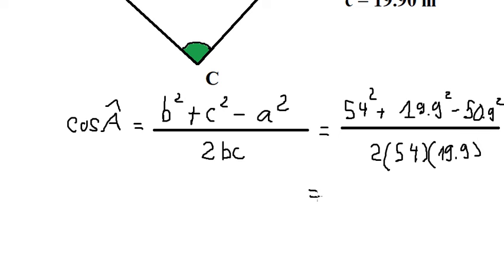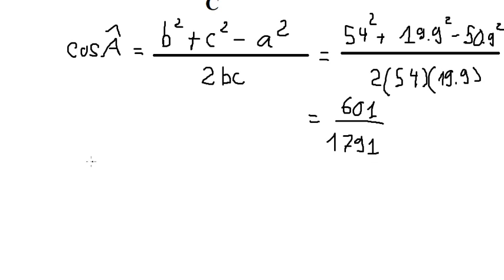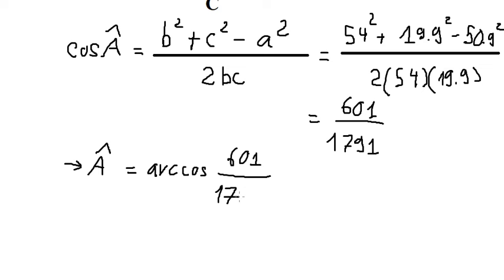So we calculate this one and we have 601 over 1791, and now we can find the angle A, that is the cosine inverse of this number in here. And we have 70.39 degrees.